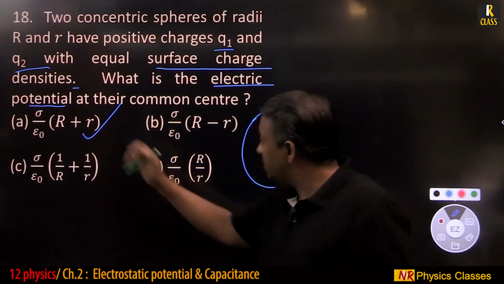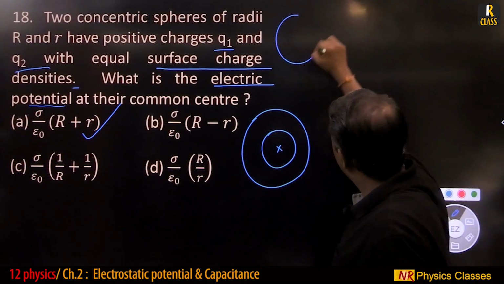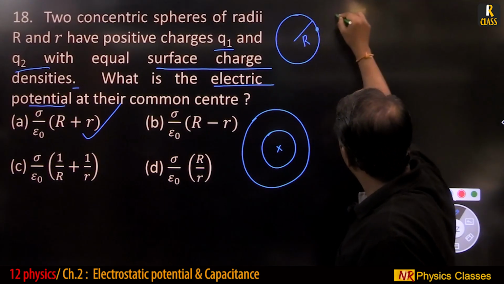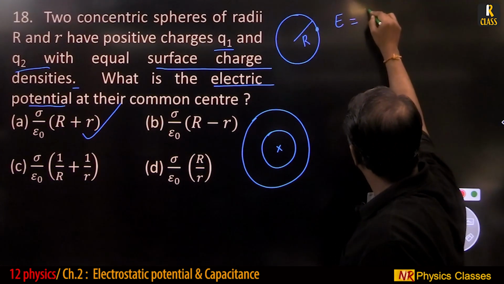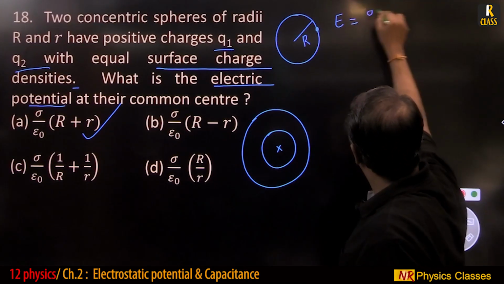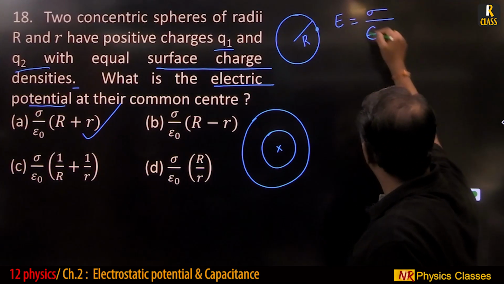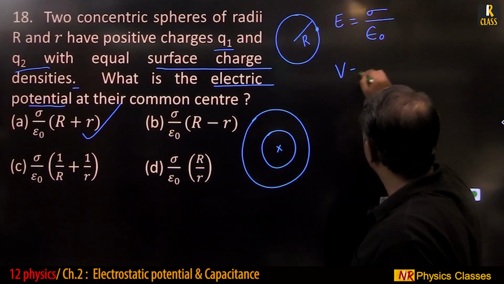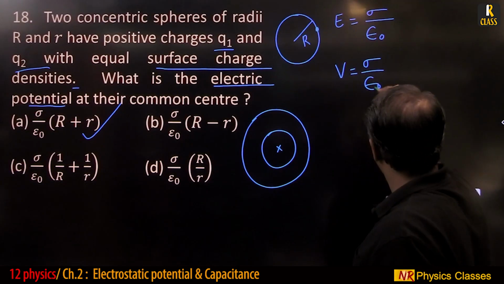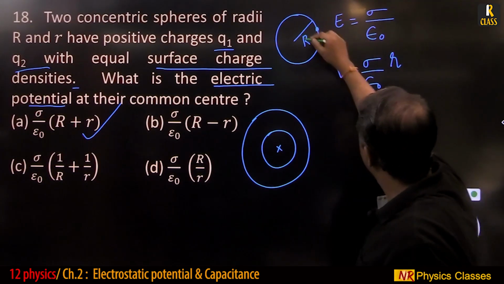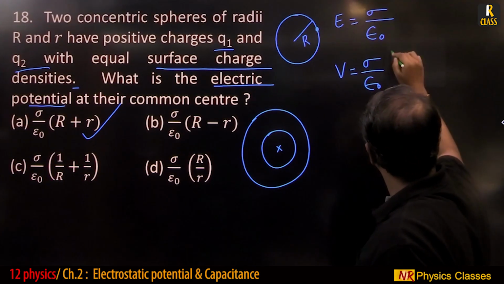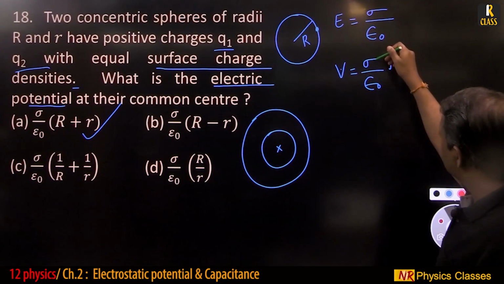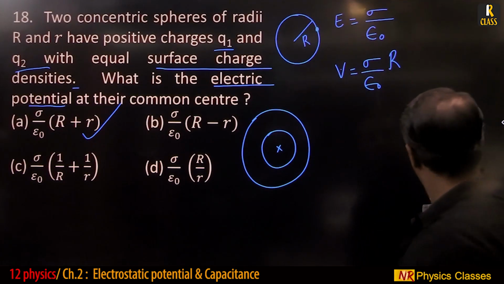Why is this the option? There is a charged sphere of radius R. The electric field at any point on the surface is sigma by epsilon naught. Okay, that is the electric field. And the electric potential at any point on the surface is sigma by epsilon naught into R, where R is the radius. See, potential is sigma by epsilon naught into R.